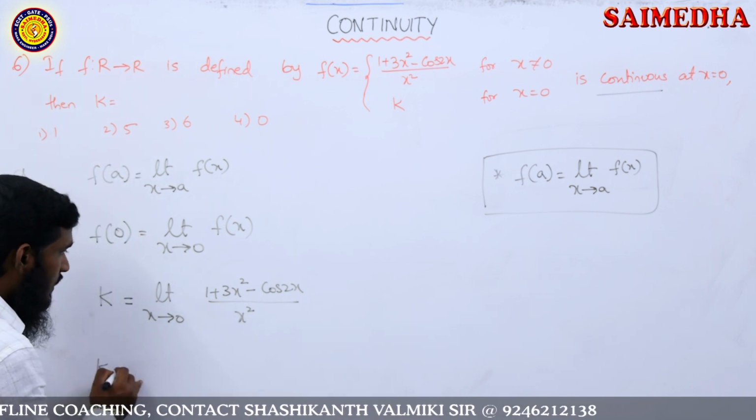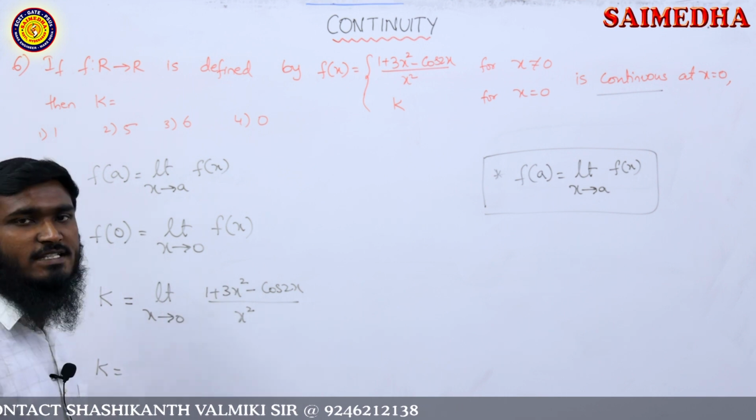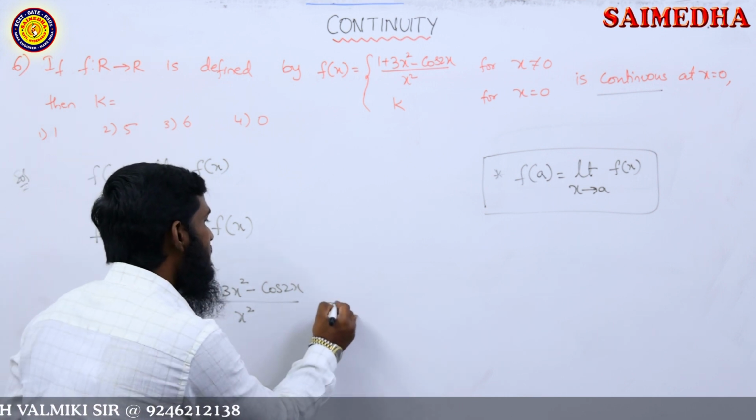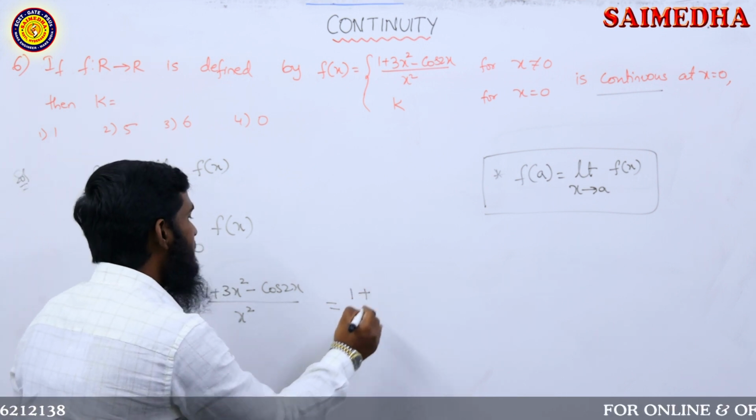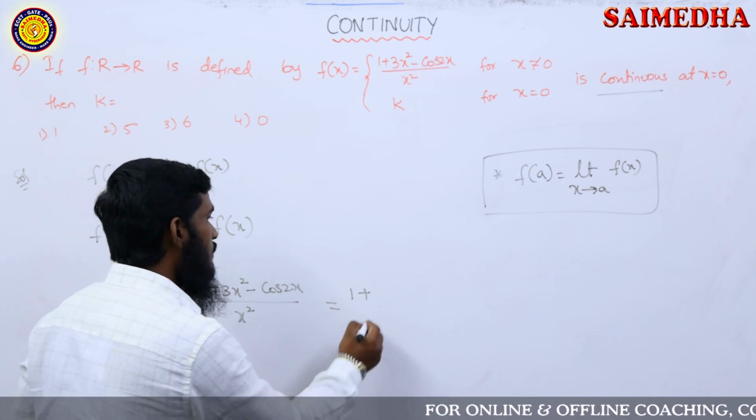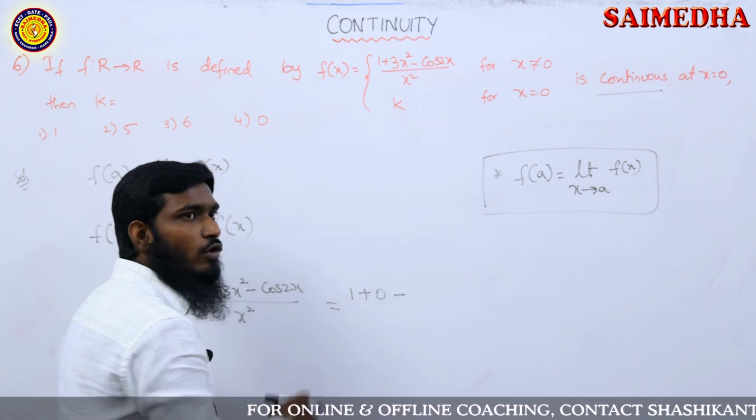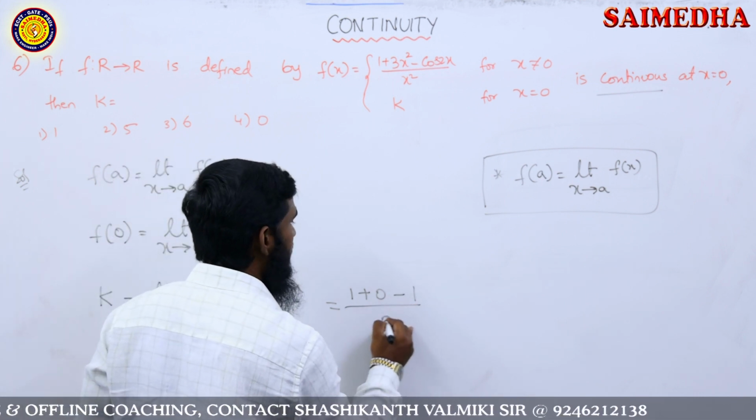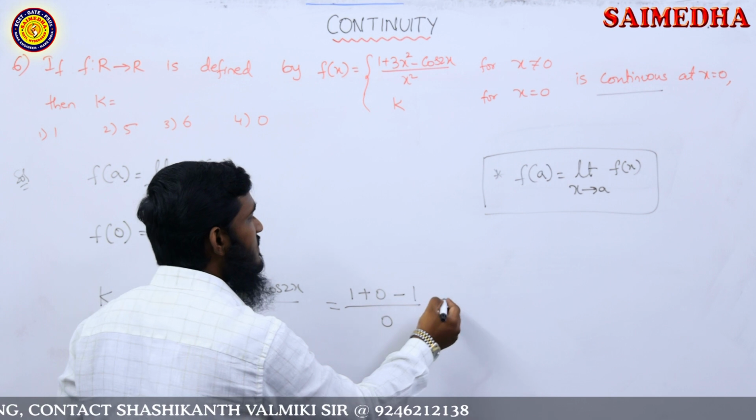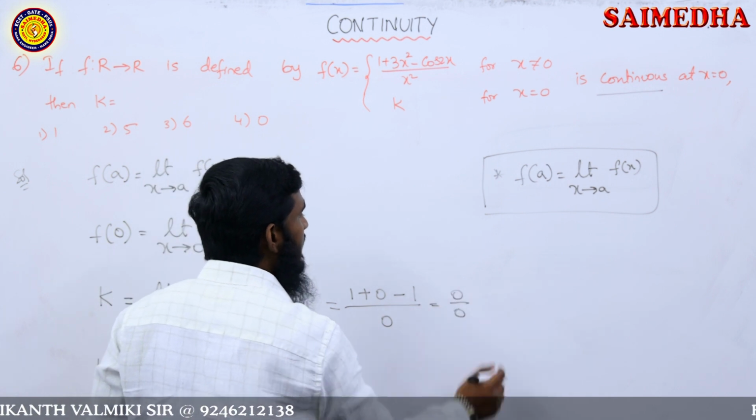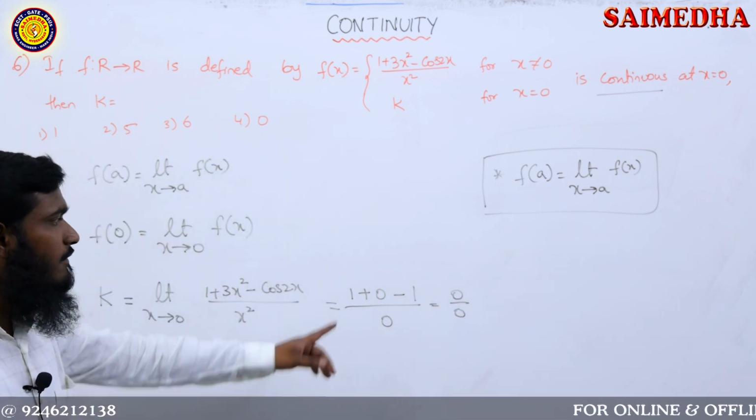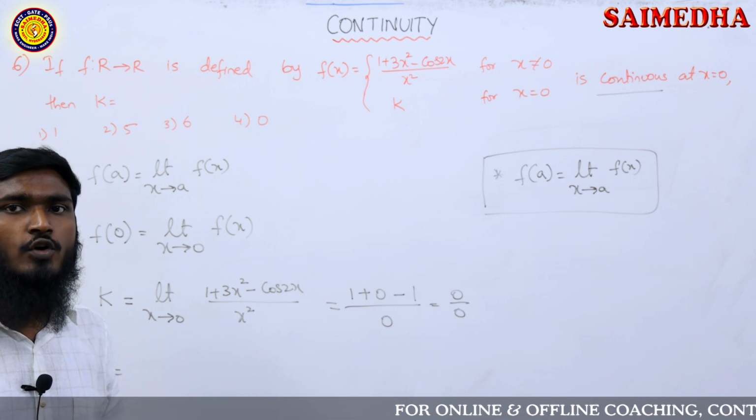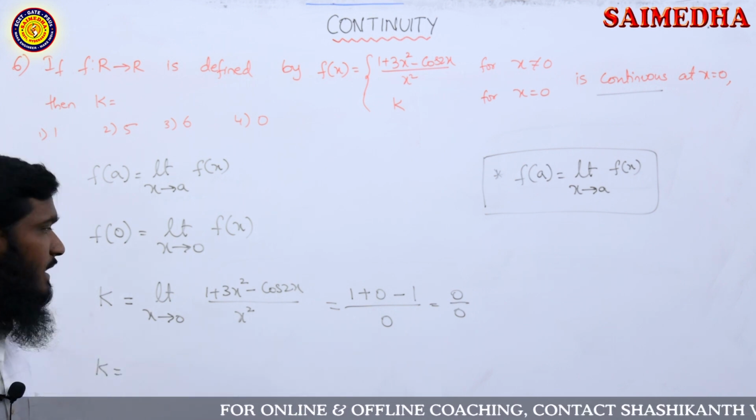So k is equal to, whenever we are substituting the x value, this part is equal to 1 plus 3 into 0 means 0, minus cos 0 value is equal to 1. So 1 plus 0 minus 1 is 0, divided by 0. 0 by 0 means indeterminate form. So whenever we are getting indeterminate form, what we have to do? We have to apply the L'Hospital rule.